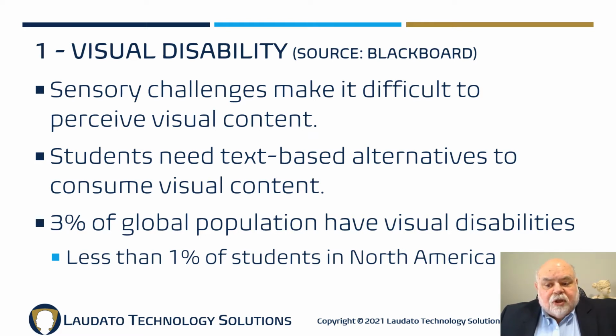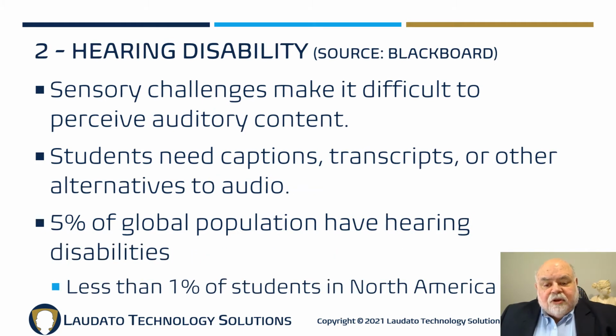Visual disabilities first. These are sensory challenges that make it difficult for people to perceive visual content. And we see about 3% of the population with visual disabilities. When students have these disabilities, we need to provide them with some sort of text-based alternative to the visual content. Hearing disabilities, these disabilities make it difficult to perceive auditory content. And again, we need to provide an alternative in the form of captions, transcripts, or other alternatives to audio. About 5% of the global population have hearing difficulties.